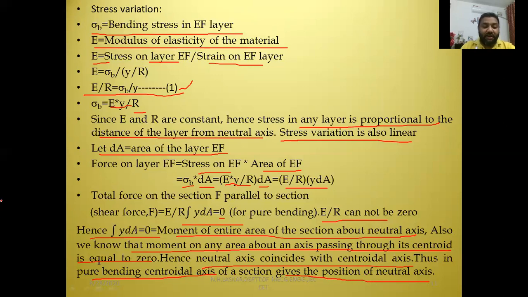So these questions may come. Prove that the centroidal axis gives the position of the neutral axis. So this completes your answer.